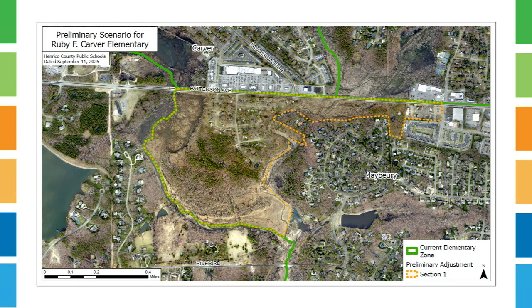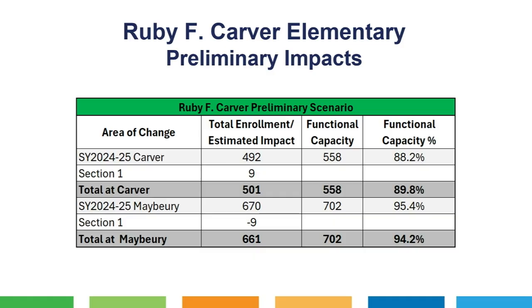Here's the map overlay for the area we are talking about as part of this preliminary adjustment. In this scenario, an estimated 9 students are projected to move from Mayberry to Carver, with no significant impact to functional capacity at either school.